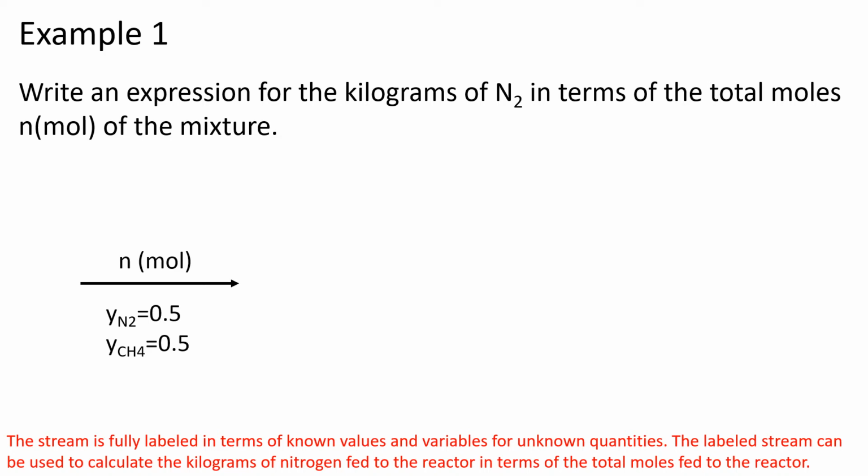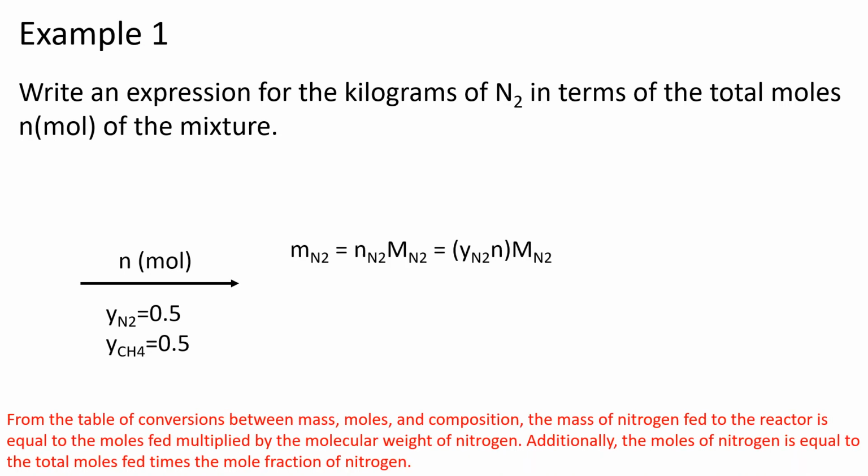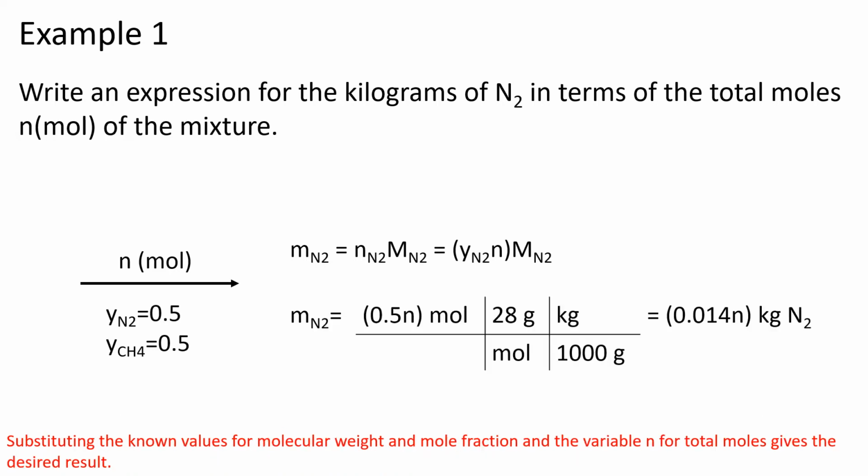The labeled stream can be used to calculate the kilograms of nitrogen fed to the reactor in terms of the total moles fed to the reactor. From the table of conversions between mass, moles, and composition, the mass of nitrogen fed to the reactor is equal to the moles fed multiplied by the molecular weight of nitrogen. Additionally, the moles of nitrogen is equal to the total moles fed times the mole fraction of nitrogen. Substituting the known values for molecular weight and mole fraction and the variable N for total moles gives the desired results.